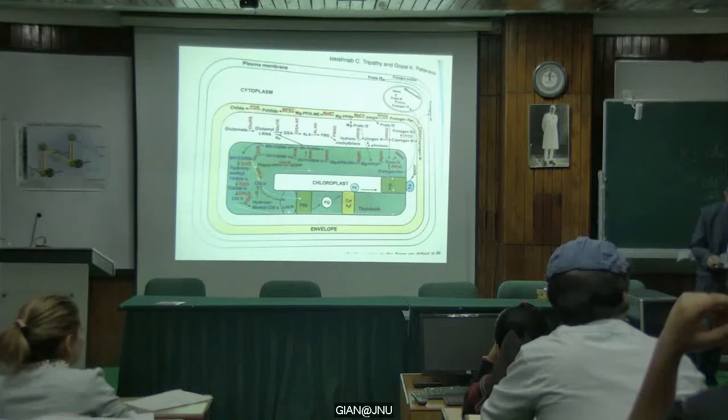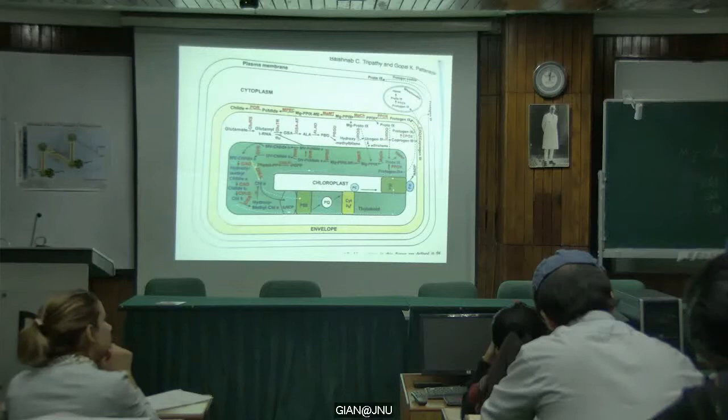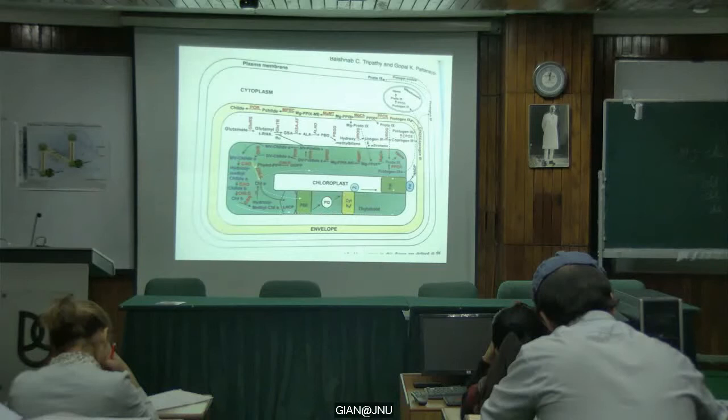Once magnesium protoporphyrin is formed, this is the starting point for chlorophyll. There's the iron branch, leading to heme synthesis, iron protoporphyrin 9 and heme, and the magnesium branch leading to chlorophyll.